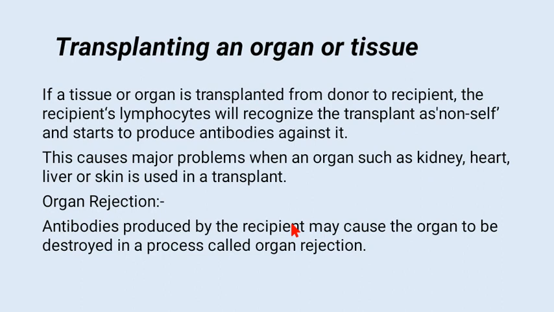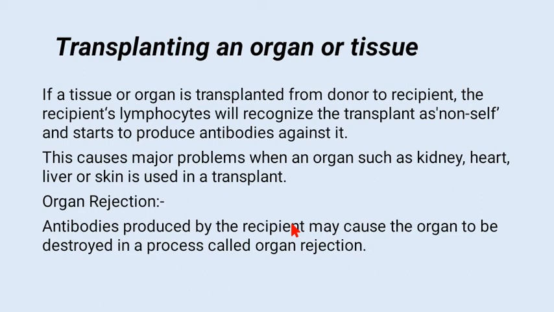Transplanting an organ or tissue. During transplantation from a donor organism, any cell, tissue, or organ is transplanted to the recipient organism. And our lymphocytes will recognize them as non-self cells, and will start producing antibodies. So it will result in organ rejection. Therefore during transplantation, we are always looking for closely related family members, or people with whom our blood group matches, so that we don't face organ rejection.